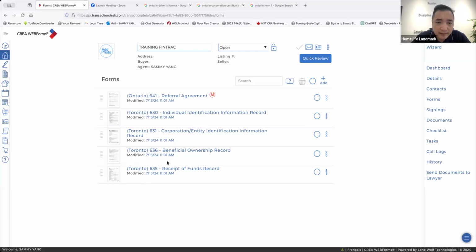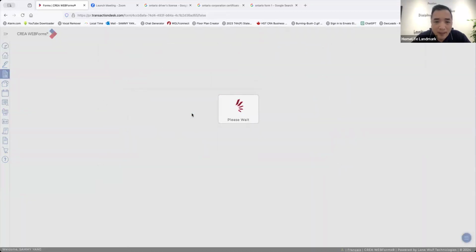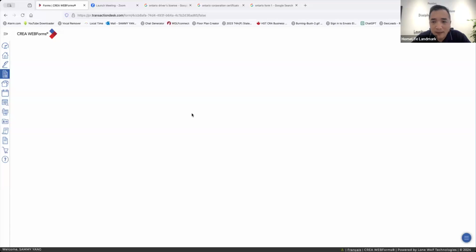Okay, let's start the first one, FINTRAC ID 630. When we need to use this form, so if you are the buyer, represent the buyer, you are the listing agent, represent the seller. If you have a buyer looking for buying the pre-construction, this is the form we needed to use.